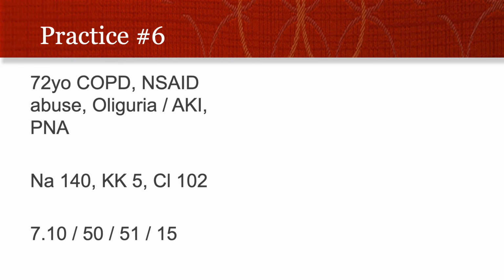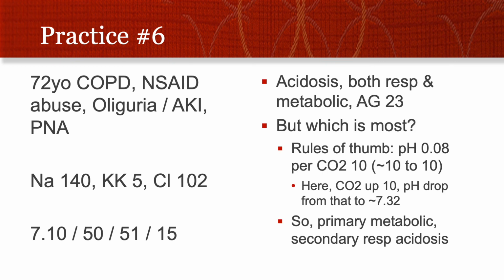Our next question is a 72-year-old person with COPD, NSAID abuse, with kidney injury and pneumonia. Labs are shown down below. I did not mean to put 2 Ks there, and I apologize for that. You'll see they're acidotic, and I want you to pause this to go through the question on your own. The answer to this is that the patient is acidotic, and we see that the bicarb is low and the CO2 is high. So before we even do the math, we know that we have a dual problem.